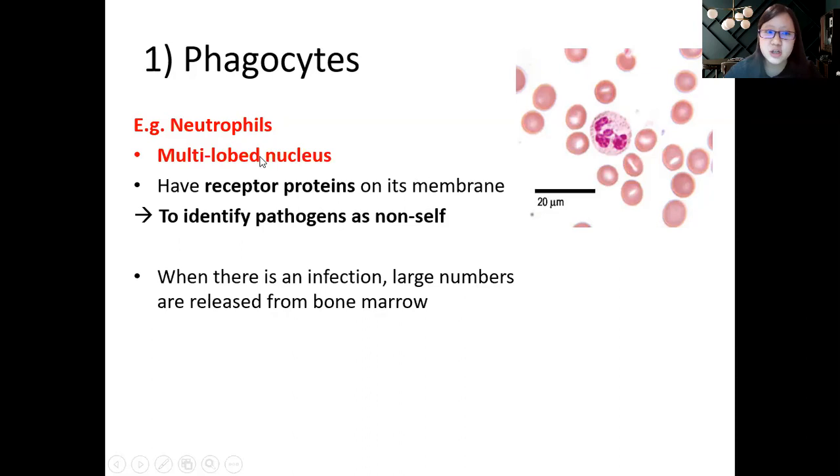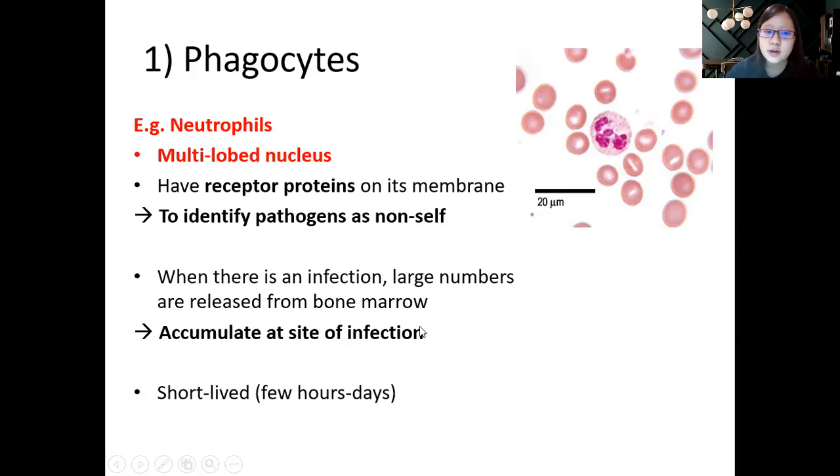Now, neutrophils in general are unique in the sense that when there's an infection, large numbers are released from the bone marrow. When you need them, large numbers are produced and they accumulate at the site of infection. They are like the emergency services, like when someone calls 999, right? When there's an infection, they rush to the site of emergency and they solve the problem.